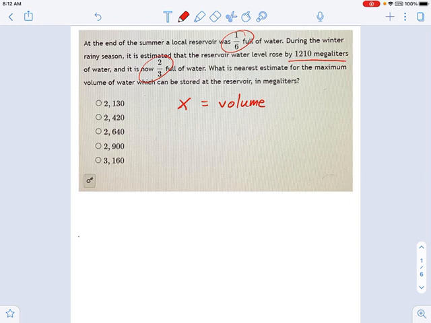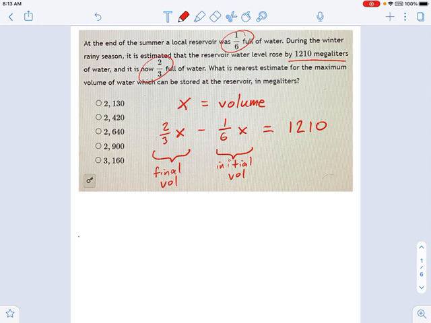I'm going to say that 2/3 X, which is the volume at the end of the winter, minus 1/6 X, okay, and that was the volume at the summer. So I'm going to say this is the final volume, and this is the initial volume. The result of that is 1,210 megaliters, okay? And this is simply what we were told in this problem.